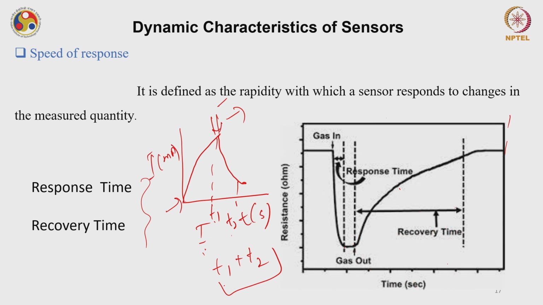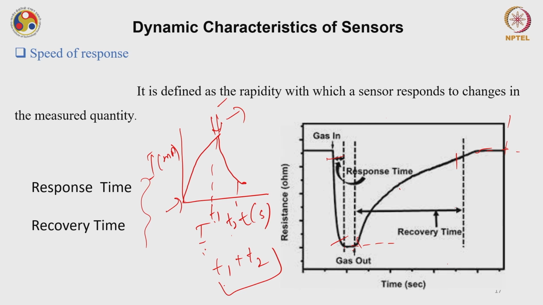Now consider this case where recovery is going to happen at T equal to infinity or so. The baseline is not recovering. So the response time is defined as the time to reach from 10% of the baseline to 90% of the saturation value. Similarly, recovery time is defined as the time to go from 90% of the saturation value to 10% of the baseline. When I am talking about saturation, I am talking about this value. So this is the baseline: 90% of the saturation value to 10% of the exact baseline.